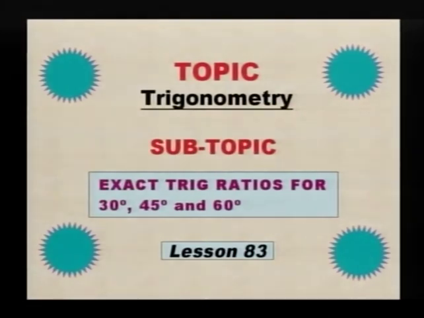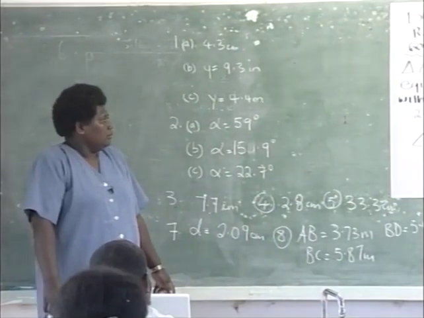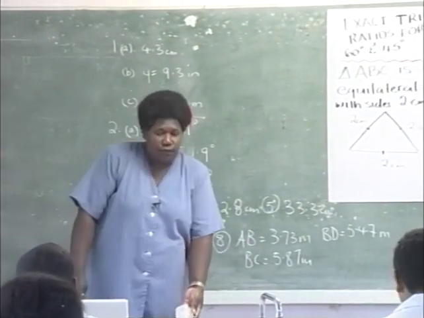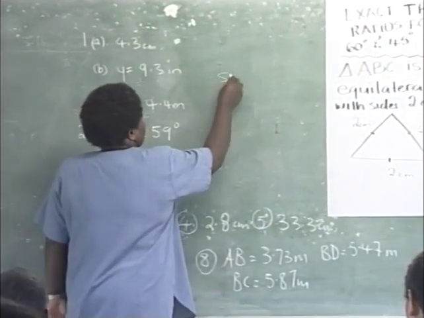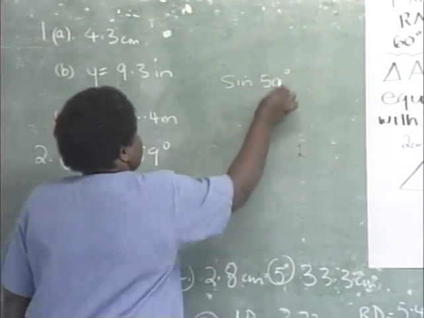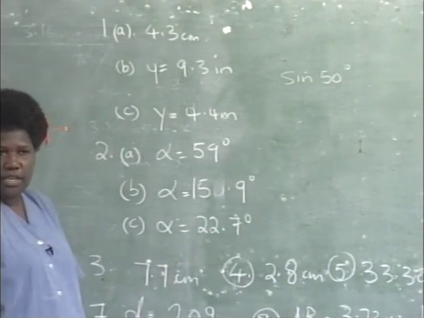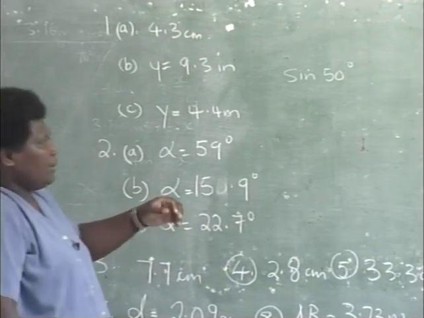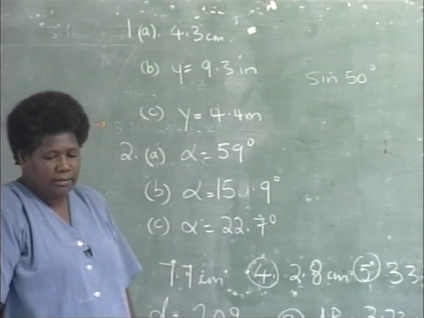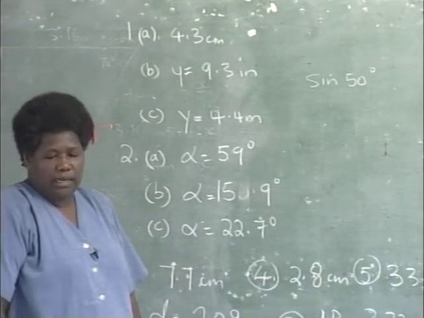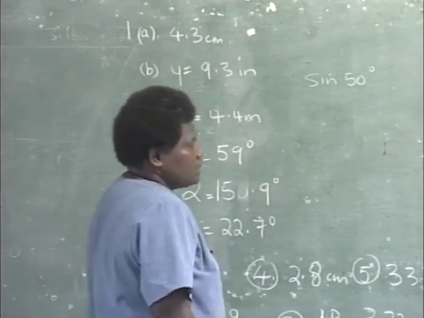What I'd like you to do for the next thing, because we are going to look at the exact ratios for the angles 30, 45, and 60 degrees. The ratios for angles are actually standard. Like if you are to find, say, sine of 50 degrees, it's always the same. It cannot change. There are ways to get the angles, but the ones that have exact values which are easy to find are 30, 45, and 60 degrees.